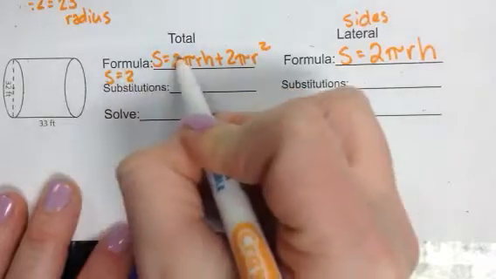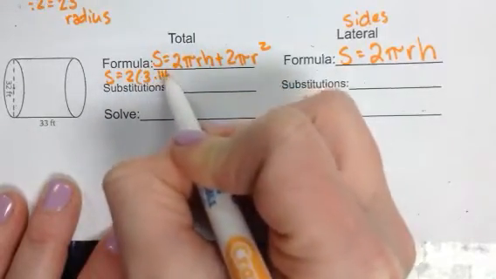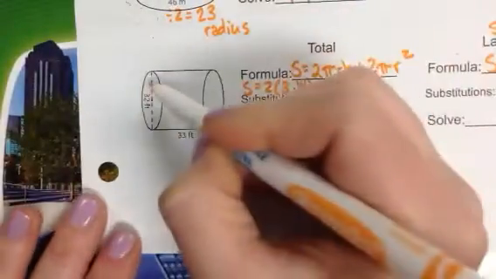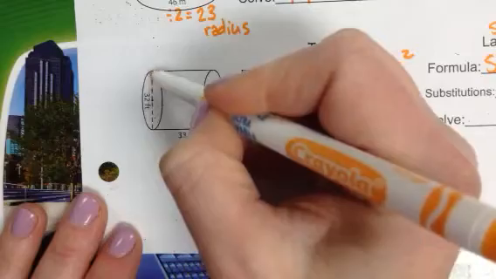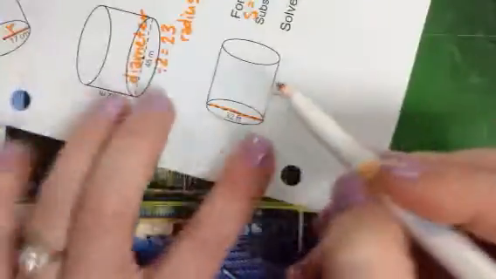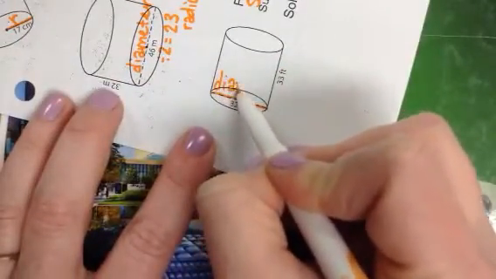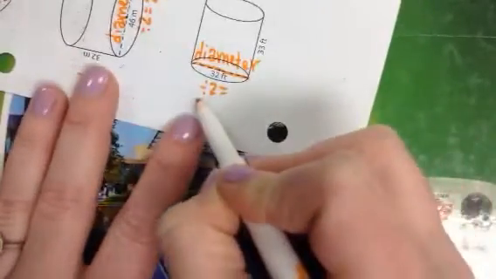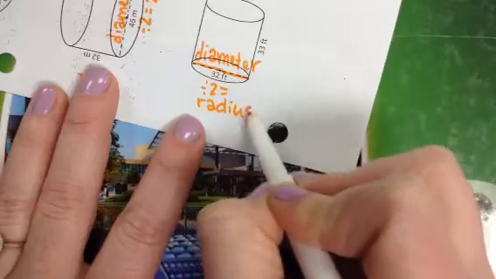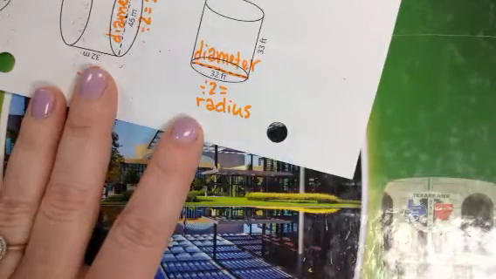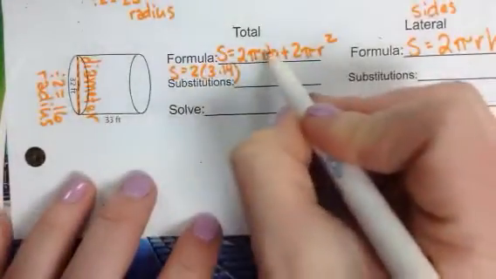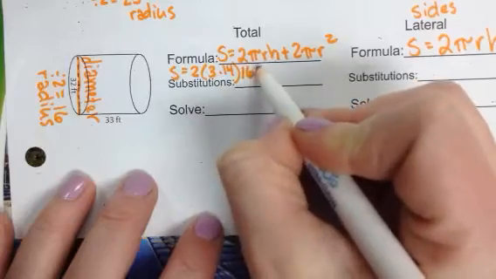S equals, I keep the 2. I use 3.14 for my pi symbol. They need the radius. This, right now, that goes all the way through is the diameter. So I must divide this by 2 to get my radius, which is 16. Okay, so for R, I fill in 16.